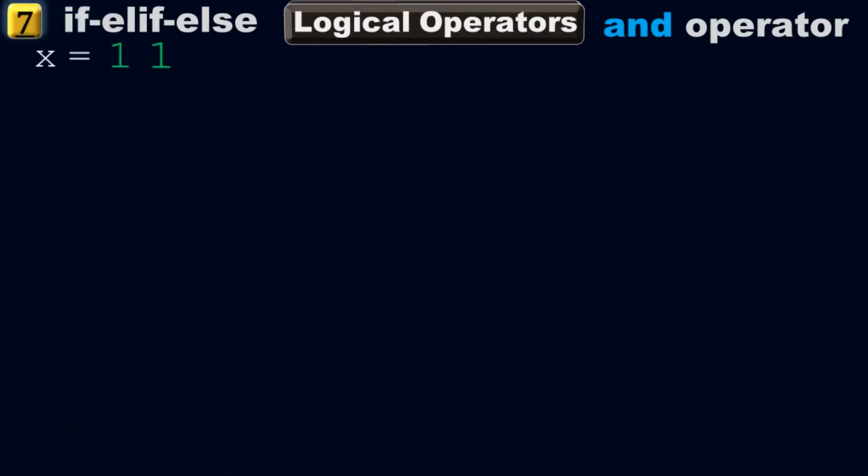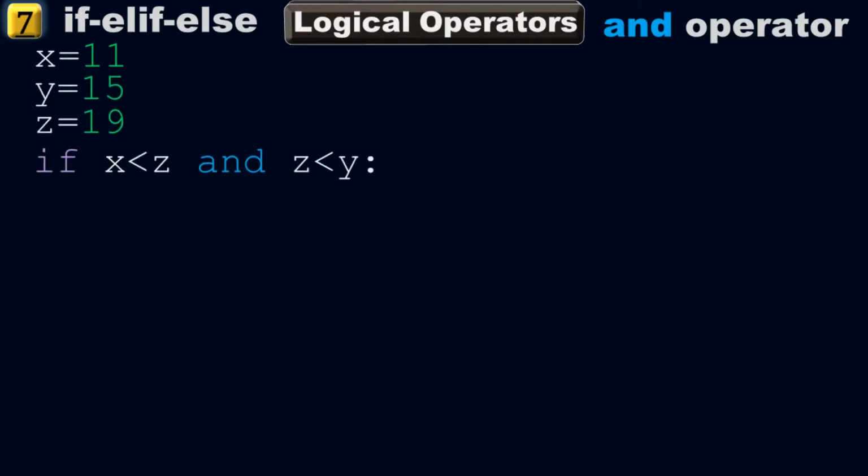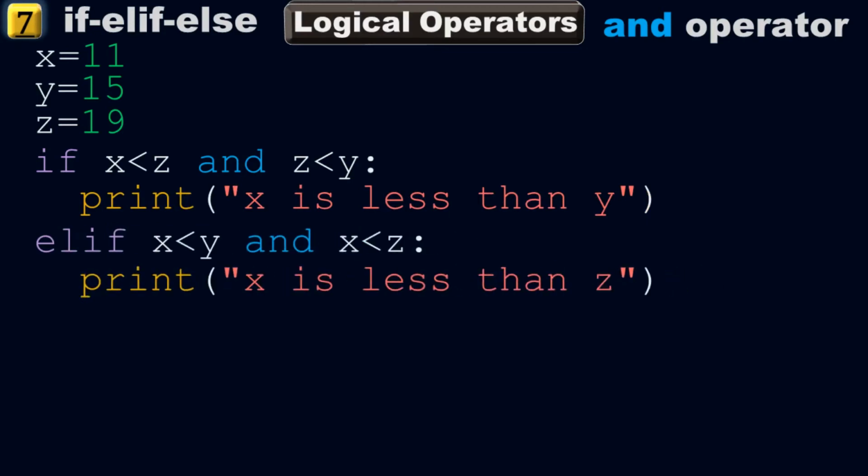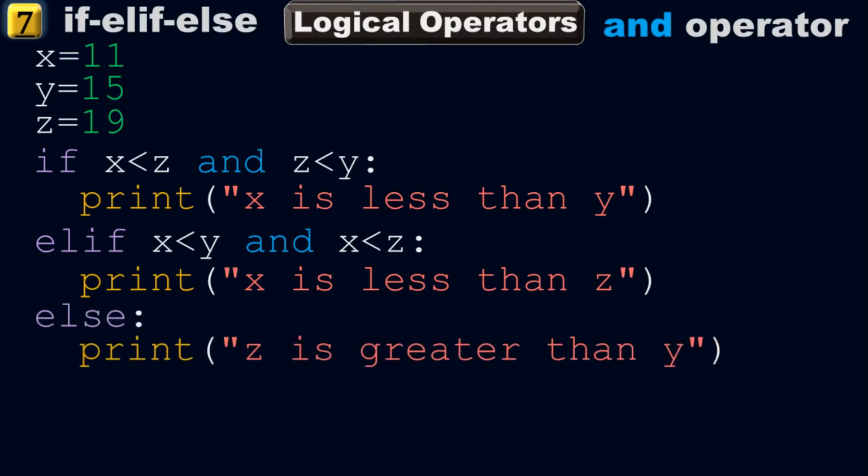Example number 7. x equals 11, y equals 15, and z equals 19. If x is less than z and z is less than y, then print x is less than y. If x is less than y and x is less than z, print x is less than z. Else, print z is greater than y. You will get x is less than z.